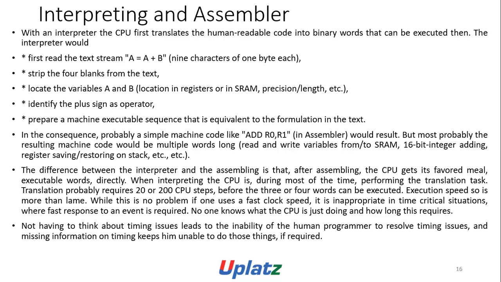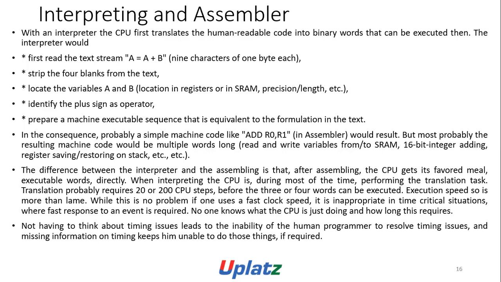Interpreting an assembler: with an interpreter, the CPU must translate the human-readable code into binary words that can be executed. The interpreter would first read the text stream A = A + B, 9 characters of one type, 1 byte each, strip the 4 blanks from the text, and locate the variables A and B, their location in register or in SRAM, precision, length, etc.